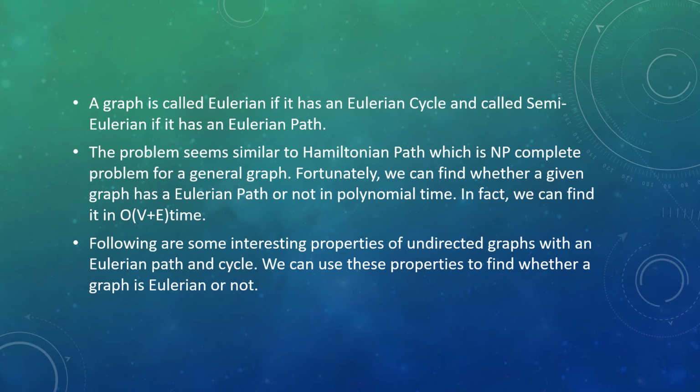The problem seems similar to the Hamiltonian path, which is an NP-complete problem for general graphs. Fortunately, we can find whether a given graph has an Eulerian path or not in polynomial time. In fact, we can find it in big O of V plus E time. Following are some interesting properties of undirected graphs with an Eulerian path and cycle. We can use these properties to find whether a graph is Eulerian or not.